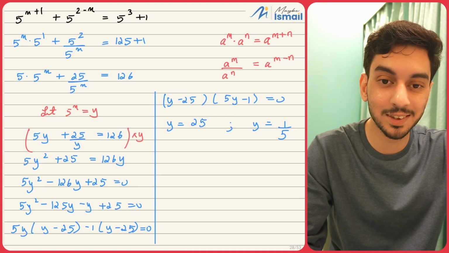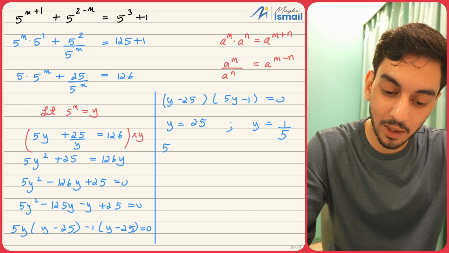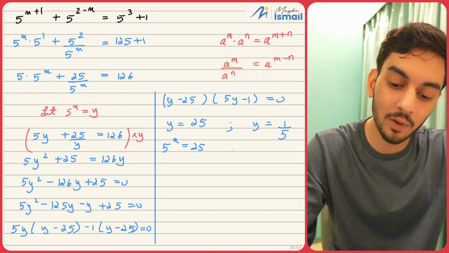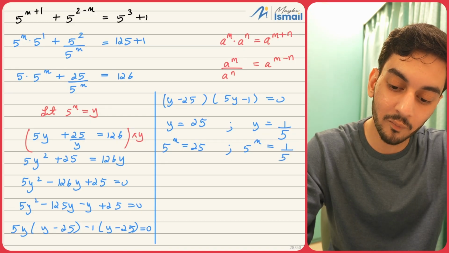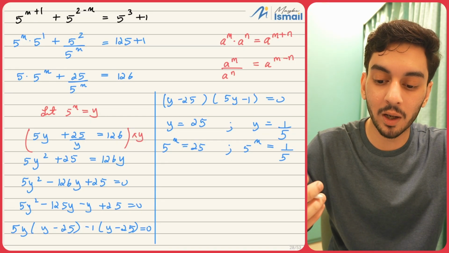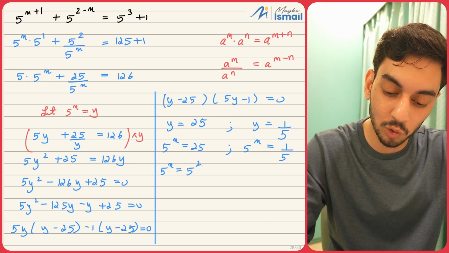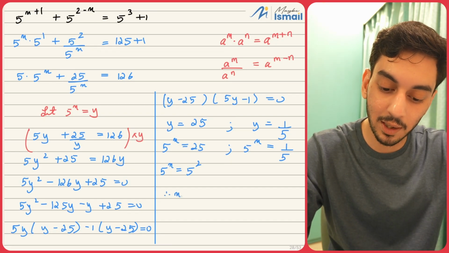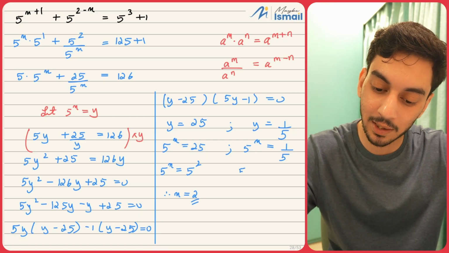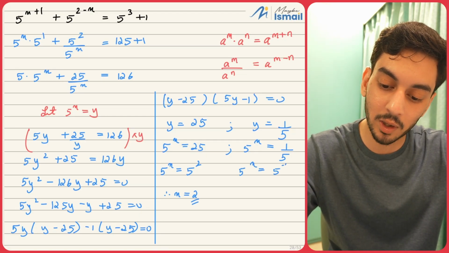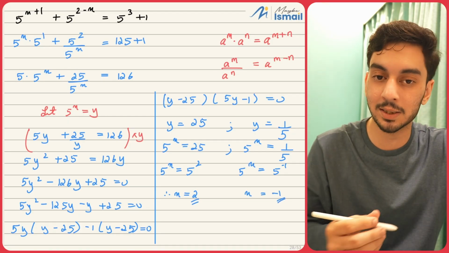But nobody asked us about y, so we can resubstitute the value of y as 5 raised to x. So I can say 5 raised to x is equal to 25, or 5 raised to x is 1 over 5. I can convert 25 and 1 over 5 to exponents. So it becomes 5 raised to x is 5 raised to 2, because 5 square is 25. From here I can compare the two sides and say that x would be equal to 2. That is one of the values. On the other side, 5 raised to x would be equal to 5 raised to negative 1, because it is an inverse, and hence x would be equal to negative 1, and that is my answer.